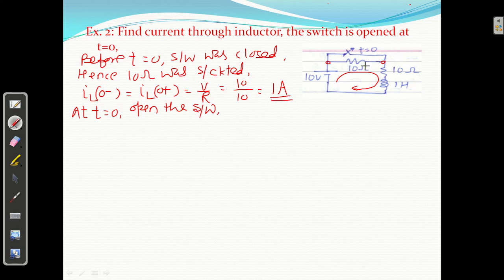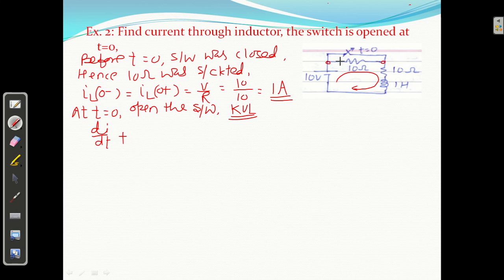If we open it, then KVL, can we write the KVL? Yes, open it and write the KVL. So if you write the KVL, what will come? L di by dt. What is L? 1. L di by dt, so di by dt plus R. What is R? 10 plus 10.